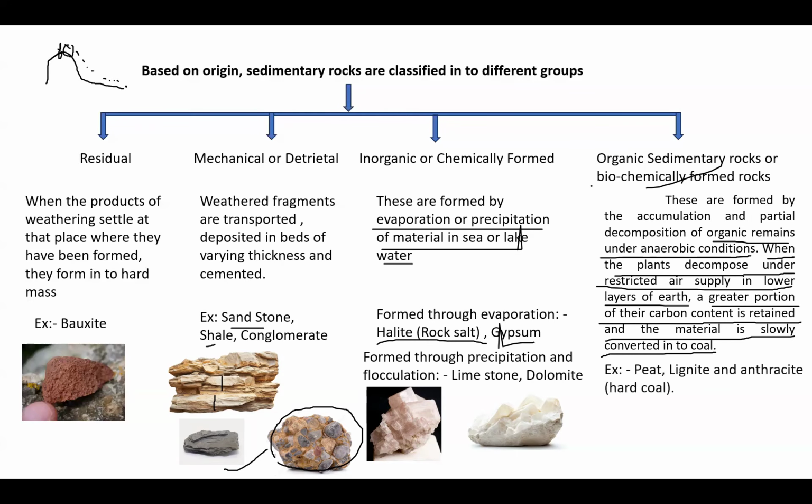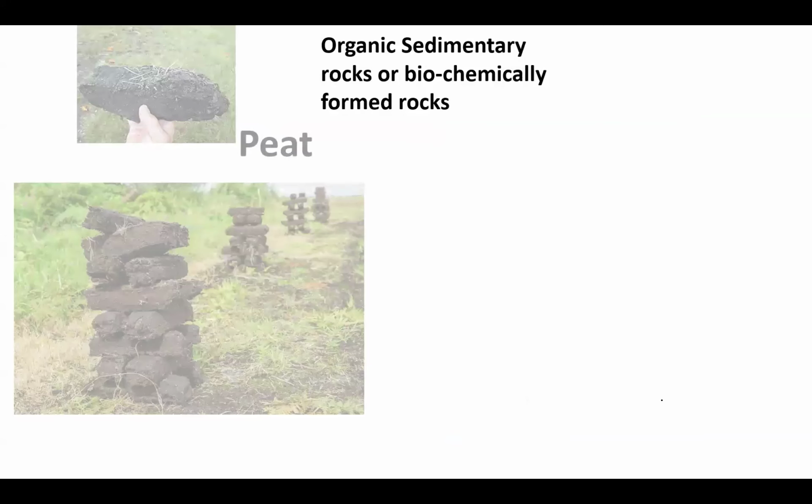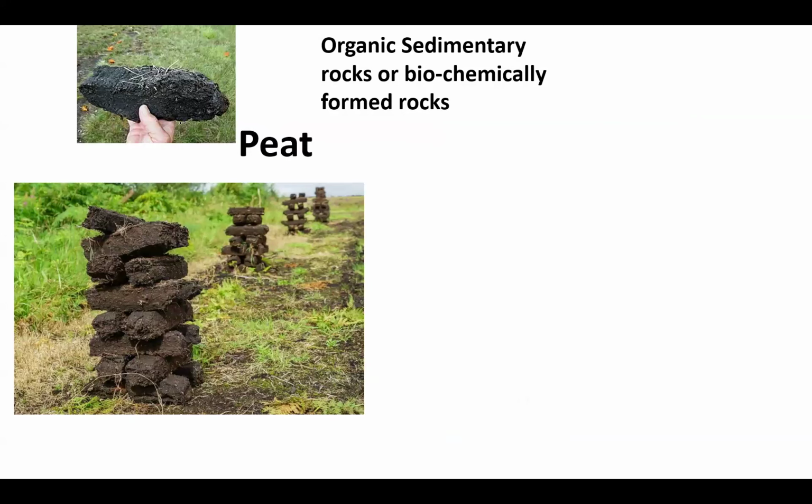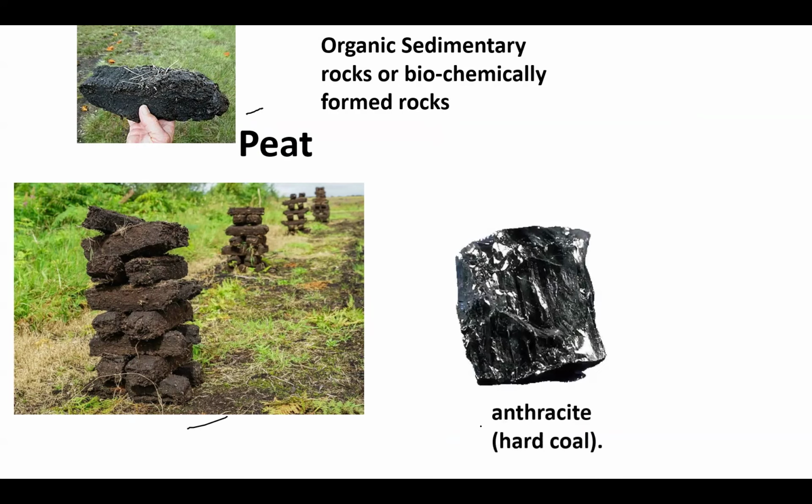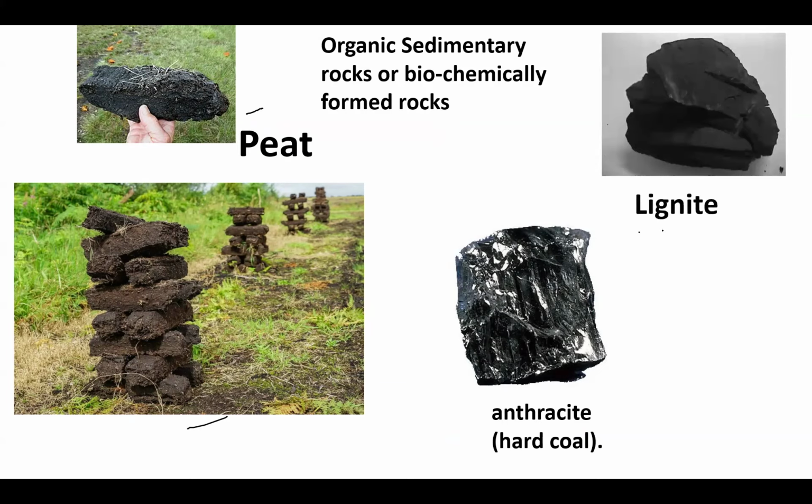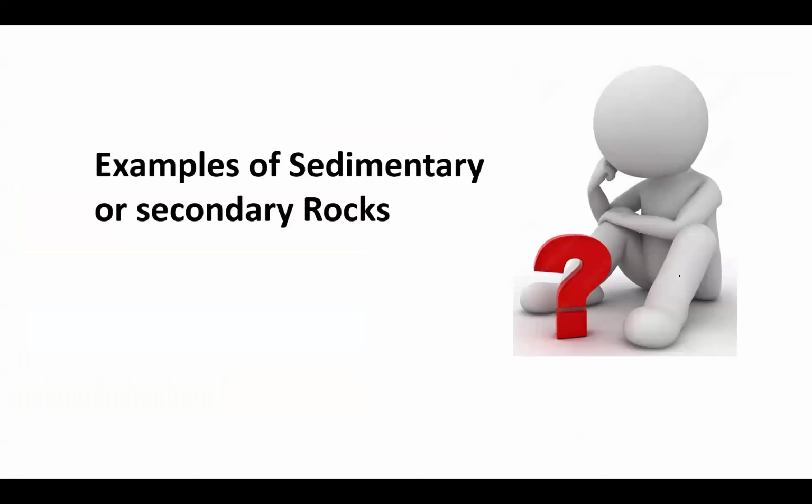What are the examples? You can see peat, lignite and anthracite. Usually peat and the like are used for fuel purposes, and lignite is also used for generating electricity. Anthracite is nothing but your hard coal. These are some images. This is a peat, especially this type of peat in Scotland. They use it for brewing whiskey and other alcoholic products. And anthracite, this is your hard coal, one of the great mineral rocks. And this is your lignite. Lignite is also a very important mineral rock.